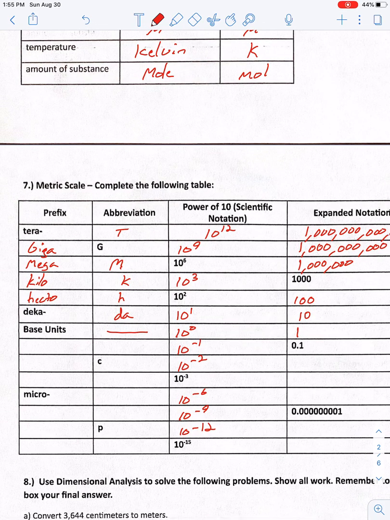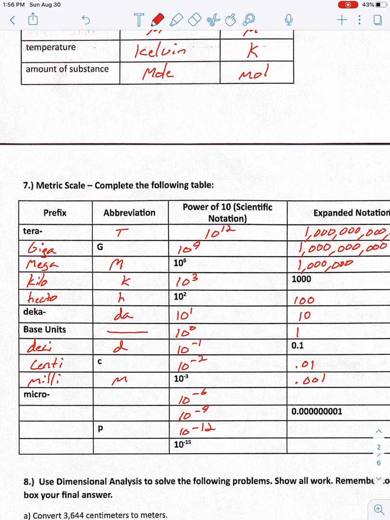So we'll start at 10 to the negative 1. This would be deci, and that's characterized by a little d. That's 0.1. Centi is next, and this would be 0.00, sorry, I jumped ahead of myself, so 0.01. We just added a 0. Then we have milli. This would be a lowercase m, and that's 10 to the negative 3.